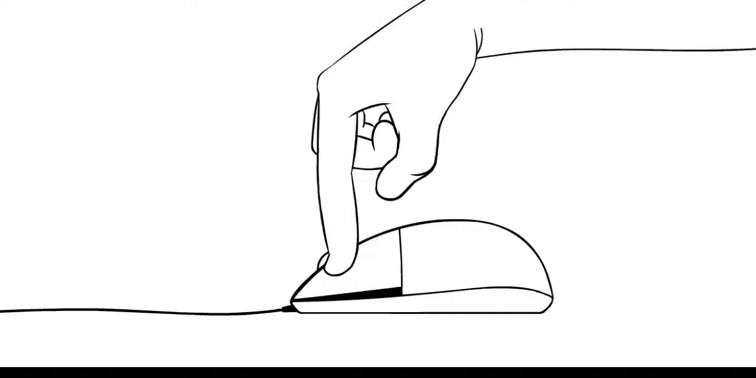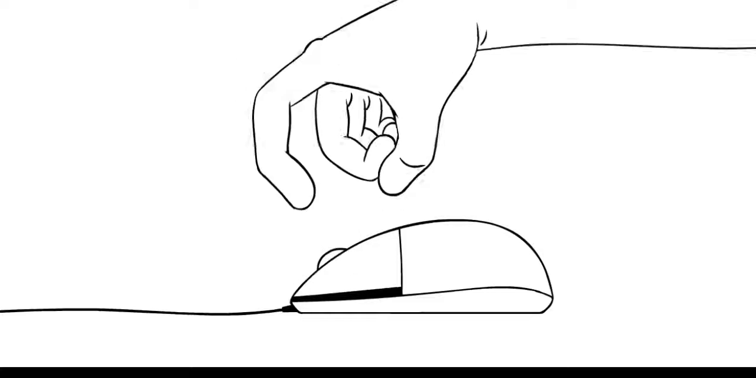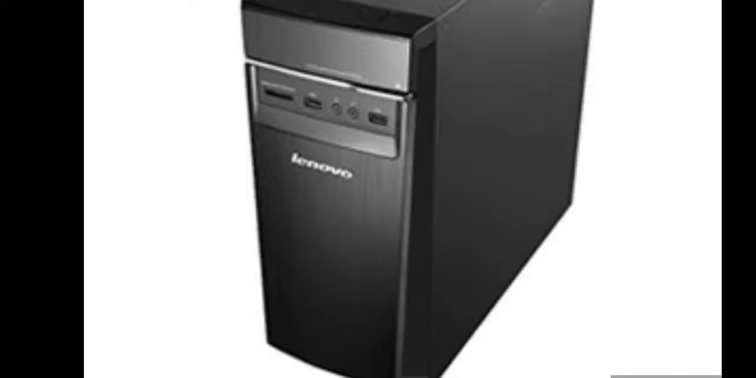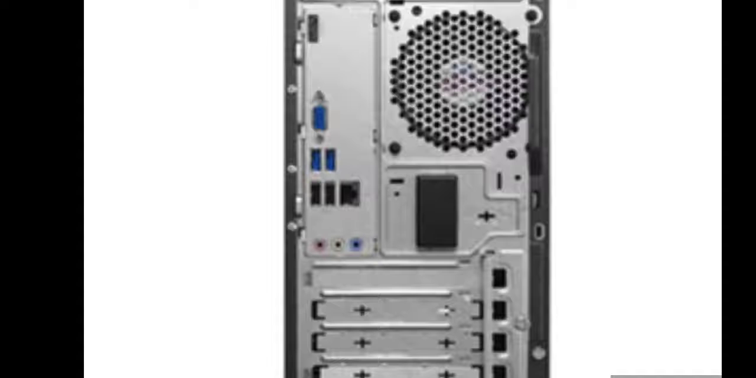Some special keyboards and some special mice are available now. The wireless mouse is also available in the market. The next component is the processing unit. The processing unit contains the CPU.